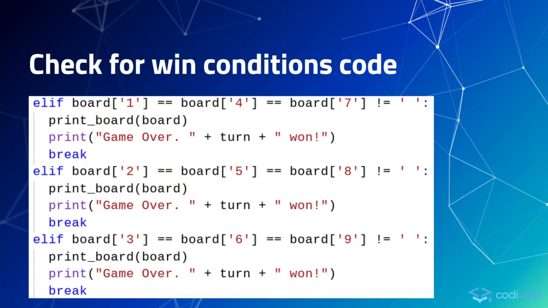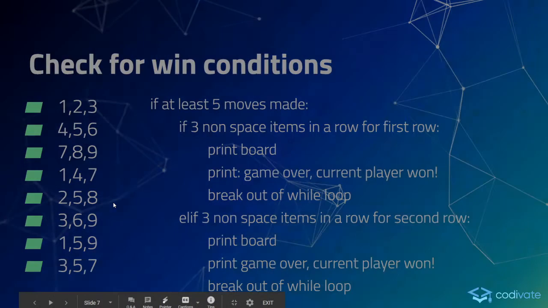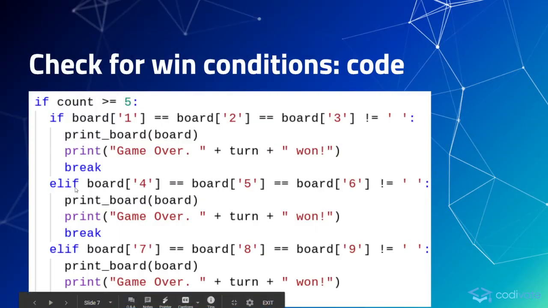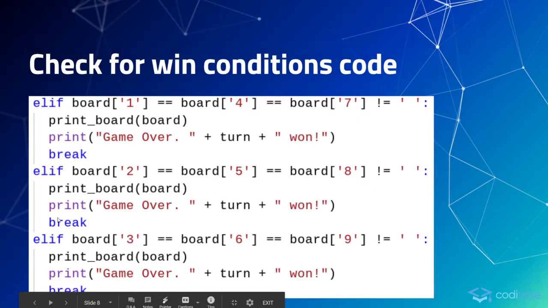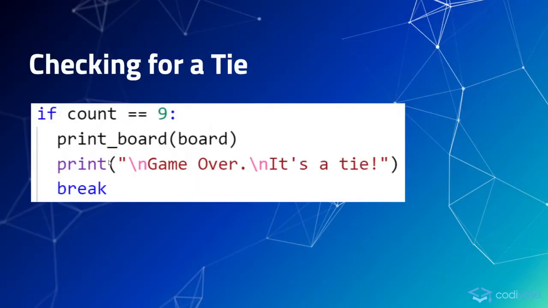Now we just repeat the process for vertical win conditions. As you can see here, these next three will take care of vertical win conditions, and this is in the same indentation as the previous elifs. We continue with the same process and do the same thing for the diagonal win conditions, 1, 5, 9 and 3, 5, 7, and that will take care of checking for all win conditions.